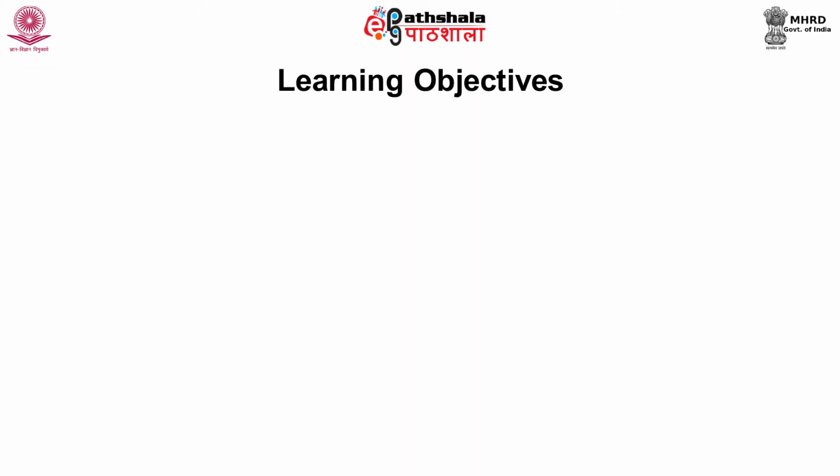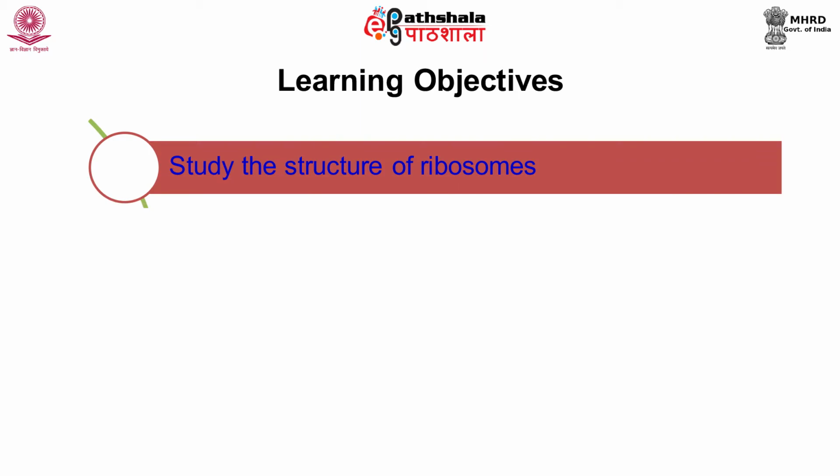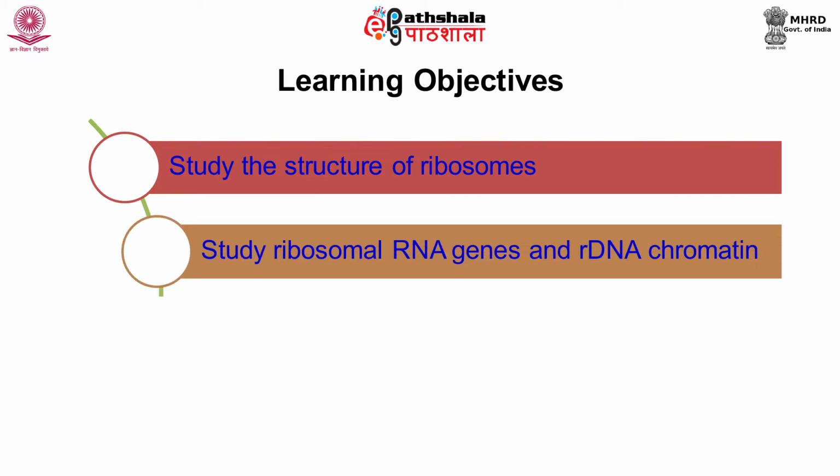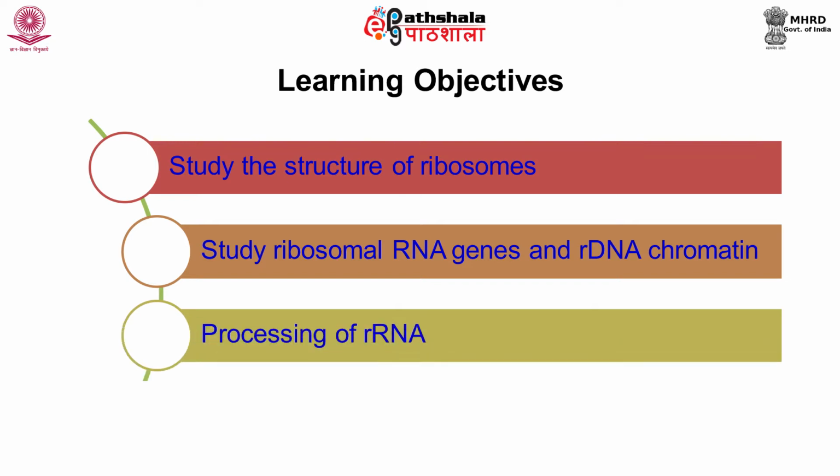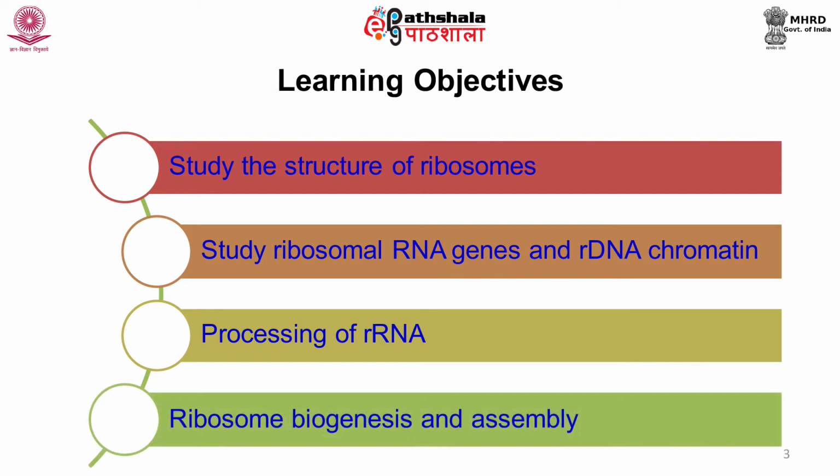So we will be looking at this session with four major learning objectives. The first one is to study the structure of ribosomes. Second one is study of ribosomal RNA genes. Third one is processing of these ribosomal RNA genes. And last one is biogenesis, that is formation and assembly of ribosomes.